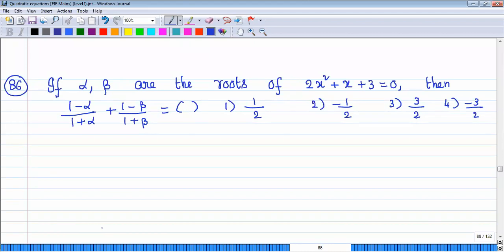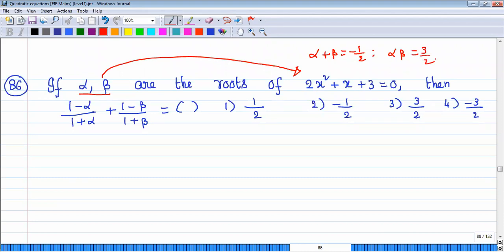So a similar process needs to be applied as we did in the 85th question. Alpha, beta are the roots of this equation. So find alpha plus beta and alpha beta. Directly we can write here also alpha plus beta is equal to minus 1 upon 2. If you have any doubt, you can ask me. Alpha beta is equal to 3 by 2. So let's directly proceed for the solution here.